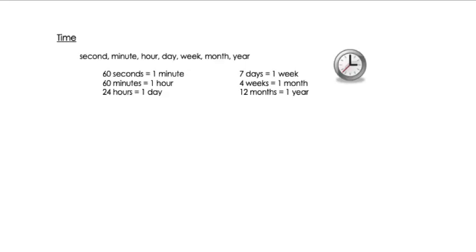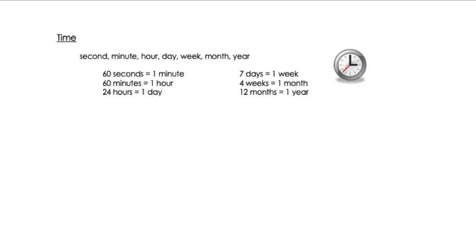And then finally, we'll round out our measurement conversions with time. This will be a review, but we'll be looking at doing some more conversions, even double conversions, if you will. So time is seconds, minutes, hours, days, weeks, months, years.